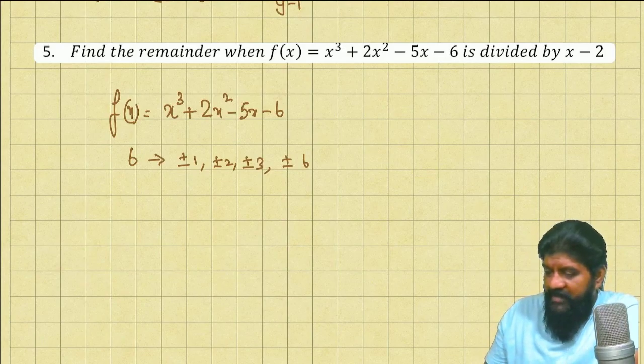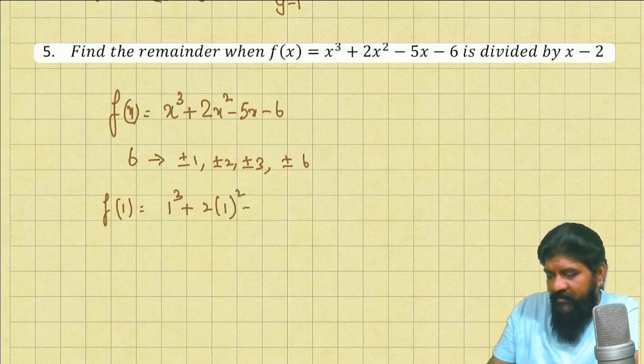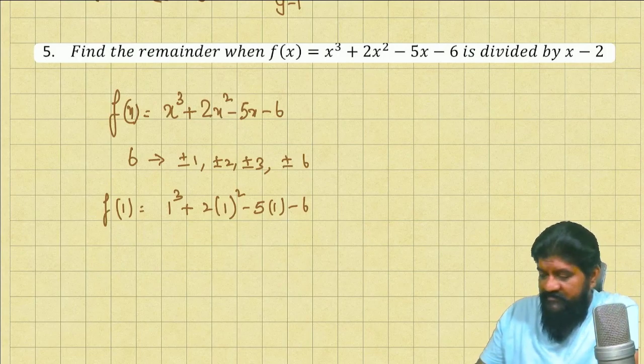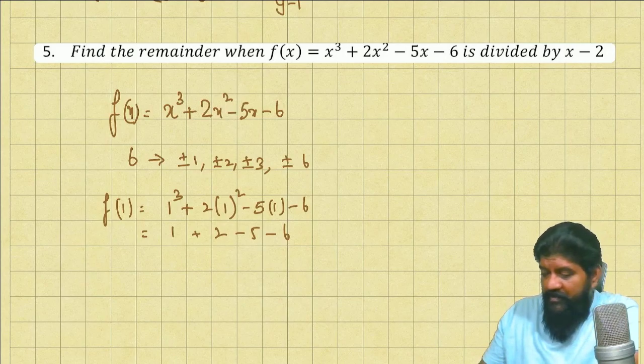If I try f of 1, I will have 1 cube plus 2 into 1 square minus 5 into 1 minus 6. This, of course, is not going to be a 0. You can already see that negative numbers is far more greater than the positive numbers, and therefore this is not going to be a 0.